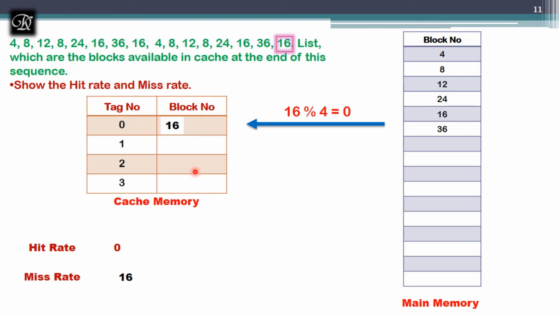But it is easy to implement. There is no big trick required over here. Just find the modulus of the given block number with the maximum number of blocks in the cache, and you will get some value. Based on that, use the comparator hardware, and store the value in the cache. But here we are not fully utilizing the cache. This is the major drawback of direct mapping.